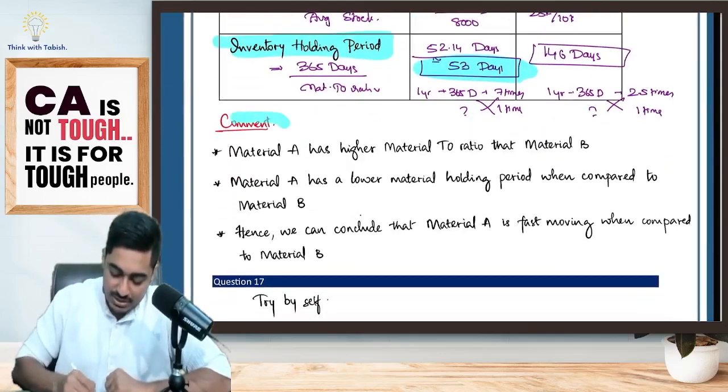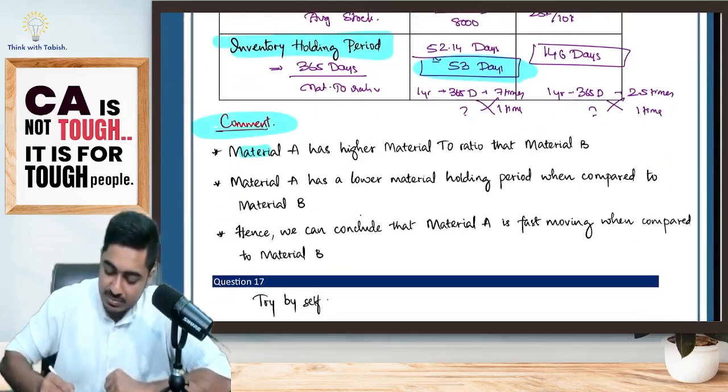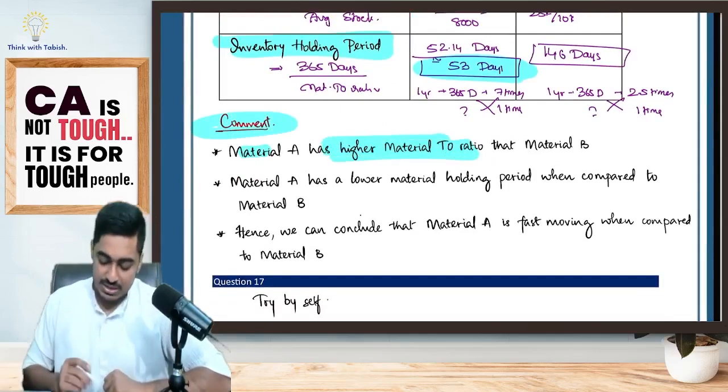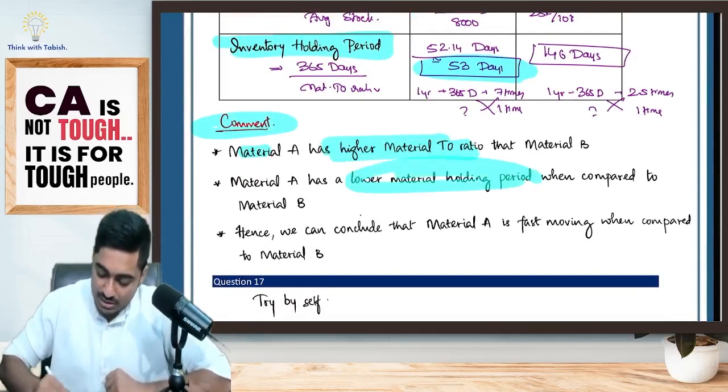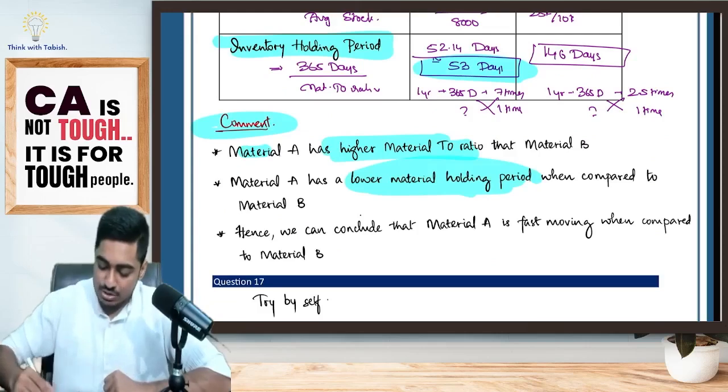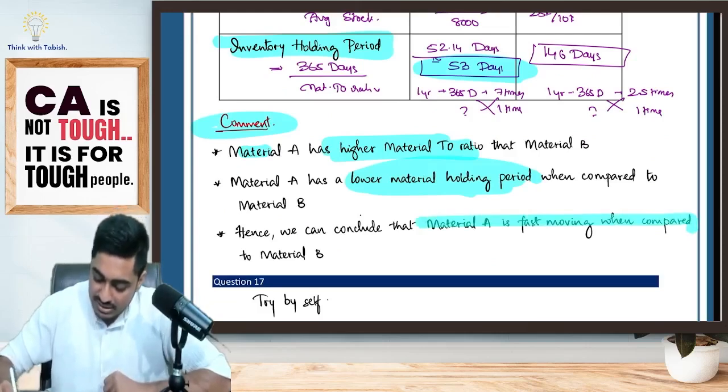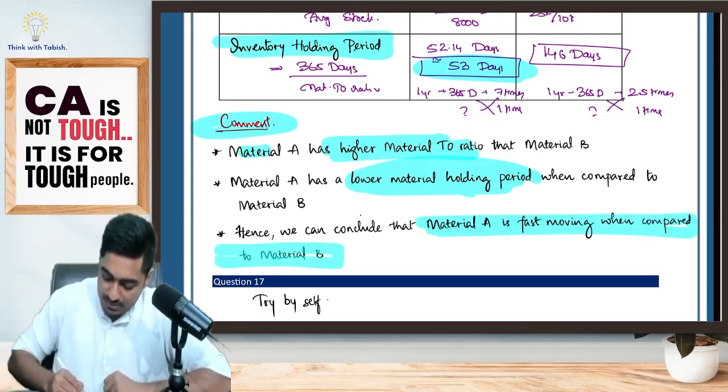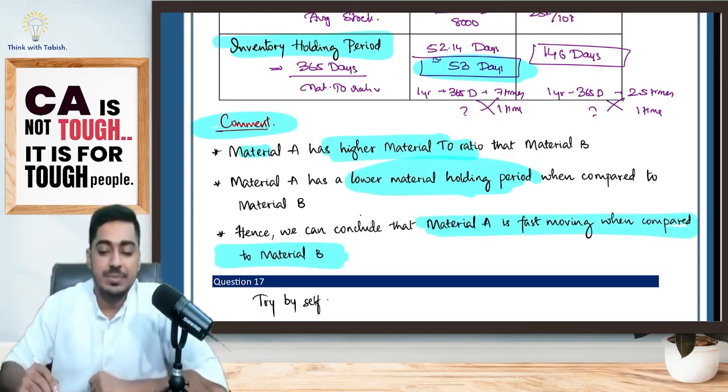Okay. So I have given a comment. Yes, material A has a higher material turnover ratio than material B. Again, A has a lower holding period also when compared to material B. So we can conclude that material A is fast moving when compared to material B. Is this clear, everyone?